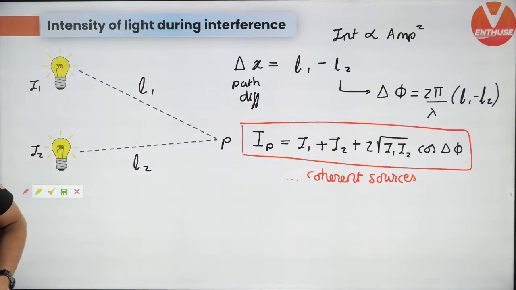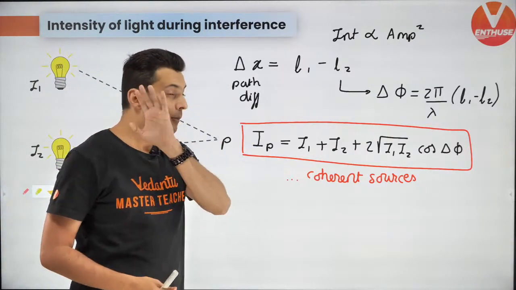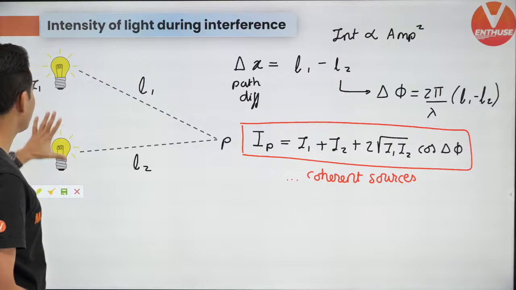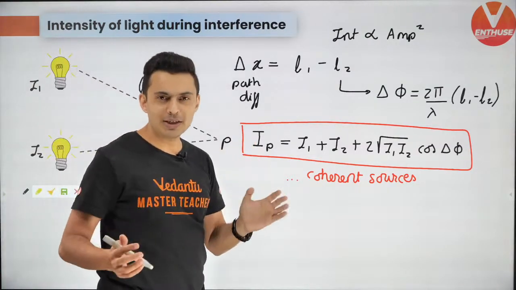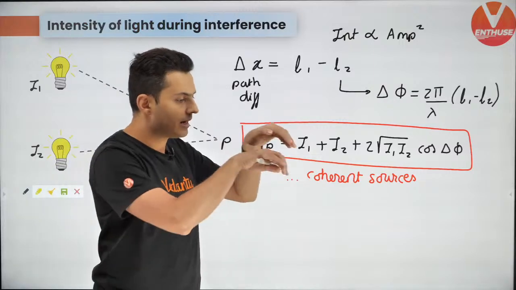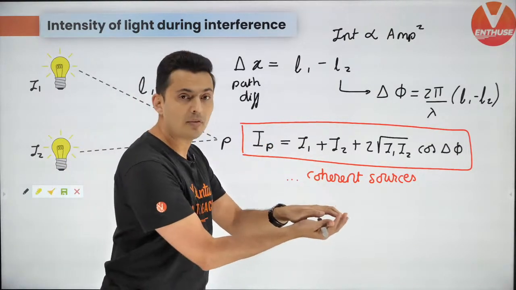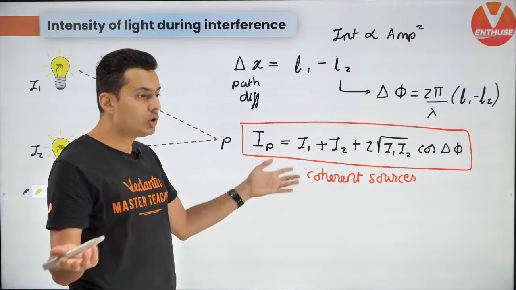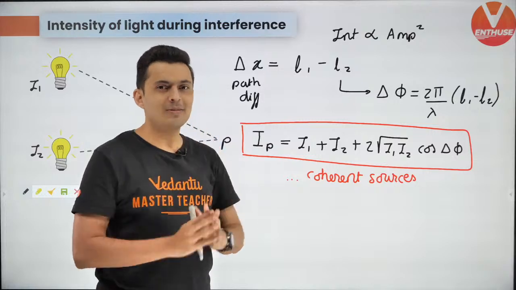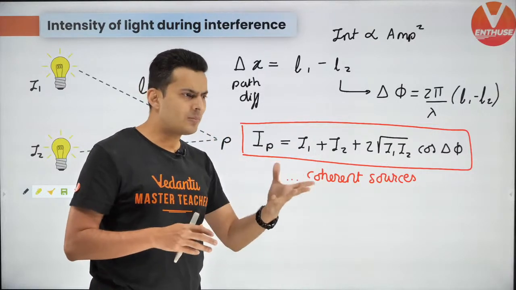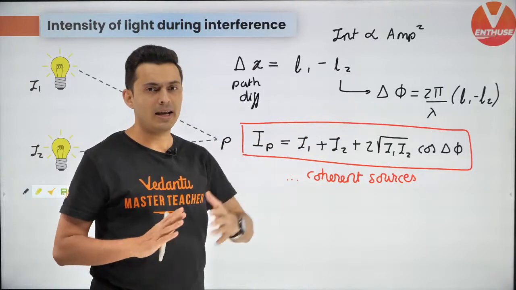Now, is the sun a coherent source? No. So, how do you get a coherent source? We'll come to that. But if these two sources are incoherent, then sometimes their crests will arrive together, sometimes a crest and a trough will arrive together. So sometimes there will be constructive interference, sometimes destructive interference, and sometimes some intermediate interference, and it will average out over time.